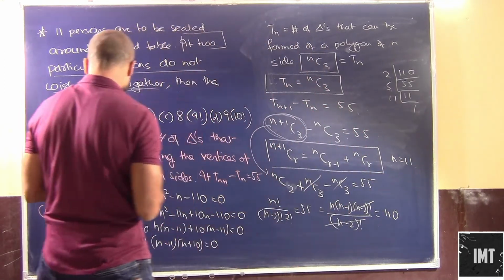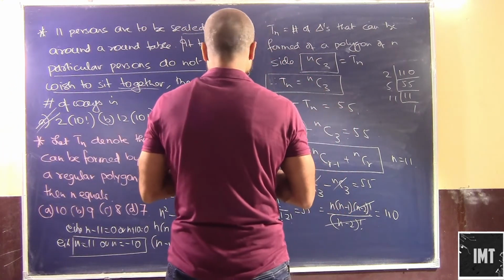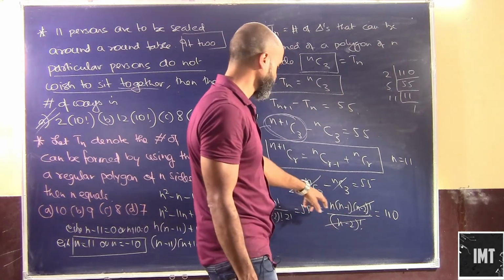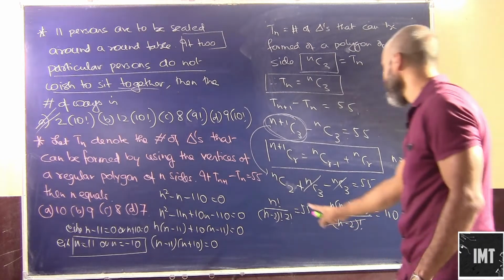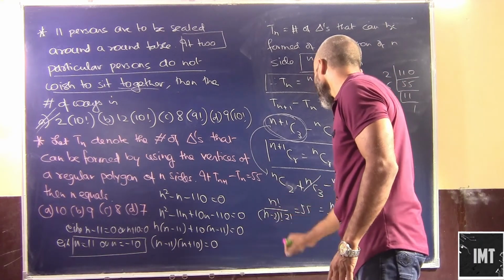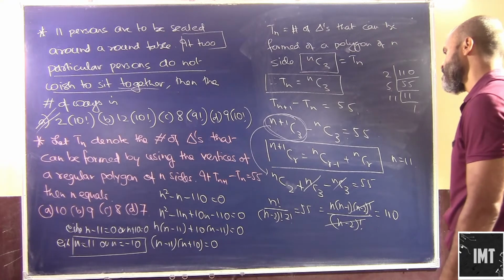But we don't have an answer here. Why don't we have an answer here? We are making some mistake. nc2 plus nc3, let me check here. What seems to be the problem? nc2 will mean factorial n upon n minus 2 factorial 2 factorial. So it will be n, n minus 1, n minus 2, and this 2 is here.